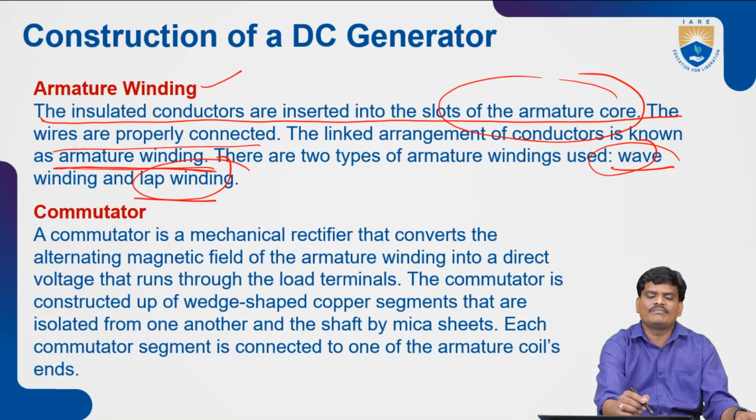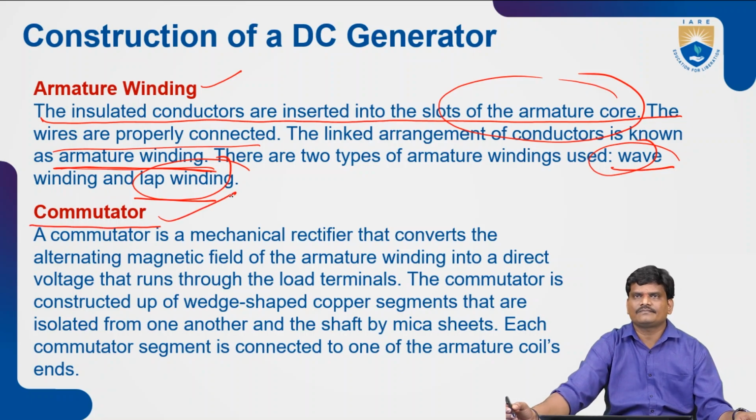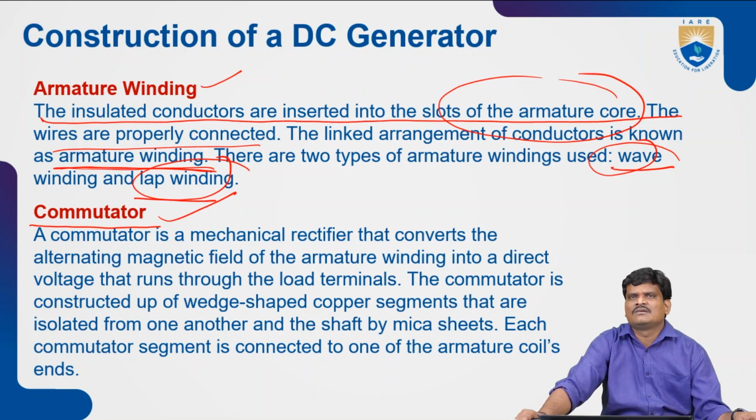Coming to the next important component of this particular generator, that is the commutator. Next one is nothing but what? Commutator. So what is the main purpose of having a commutator? The commutator will act as a rectifier. So what is a rectifier? A rectifier is the one which you use to convert the alternating magnetic field of the armature winding into a direct voltage that runs through the load terminals.